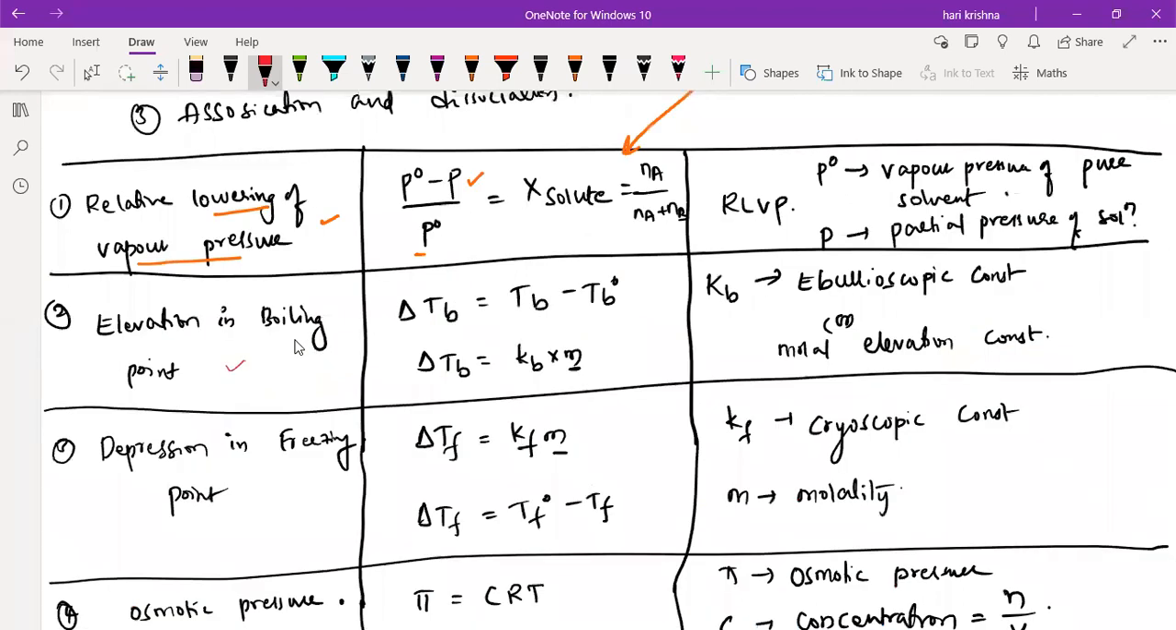So elevation in the boiling point is what? Compared to the pure component, the boiling point of the solution will be higher. So TB will be higher, so we are subtracting higher minus lower. Clear now? That is how we got delta TB equal to TB minus TB naught. You must remember these two. Delta TB equal to TB minus TB naught, where TB is the boiling point of solution and TB naught is the boiling point of pure solvent. Can you see what I'm writing here on the right side?